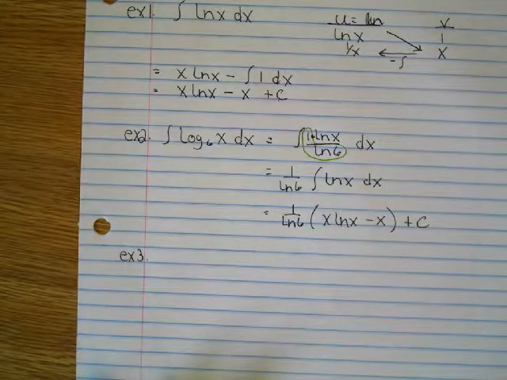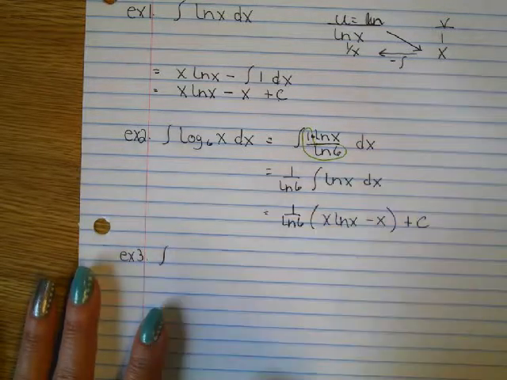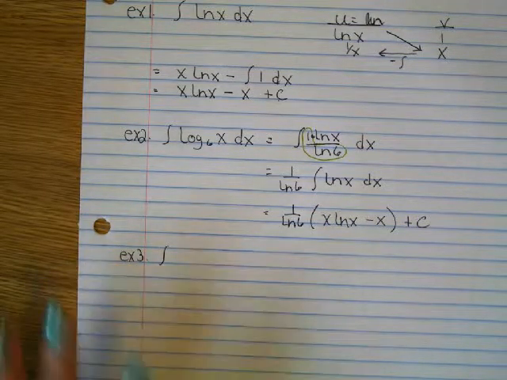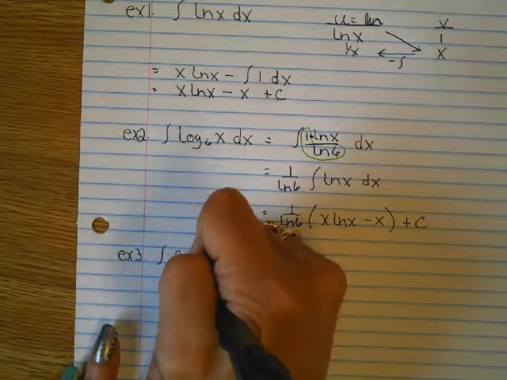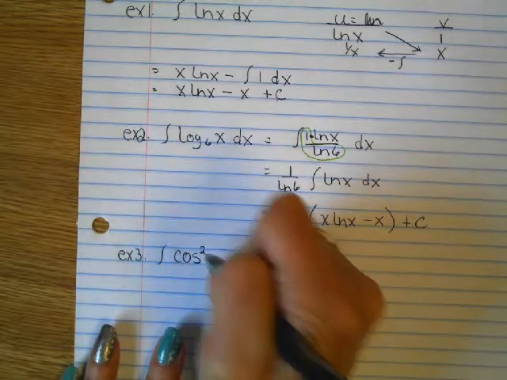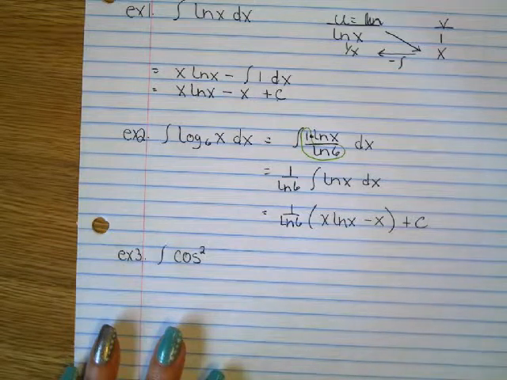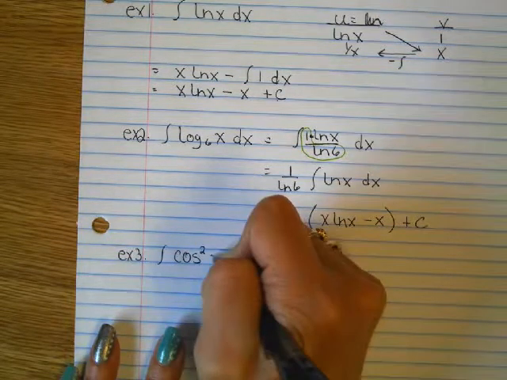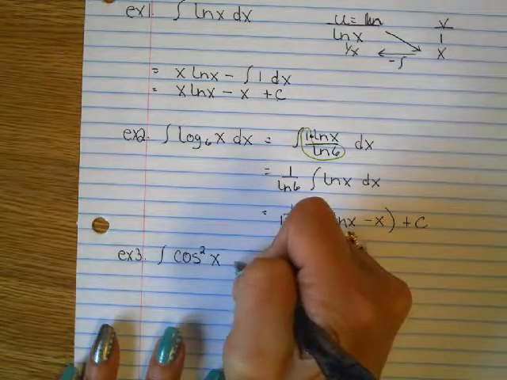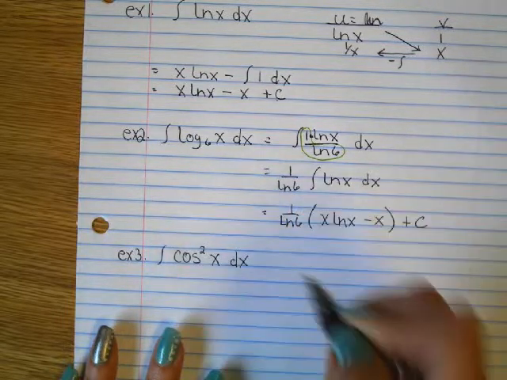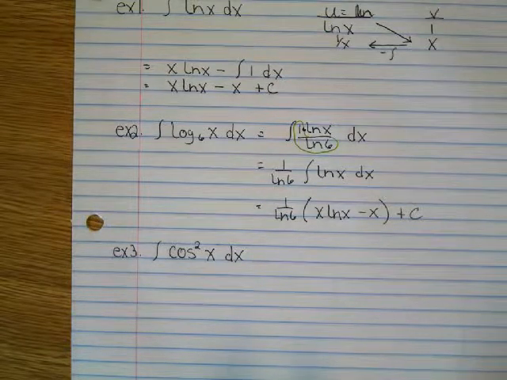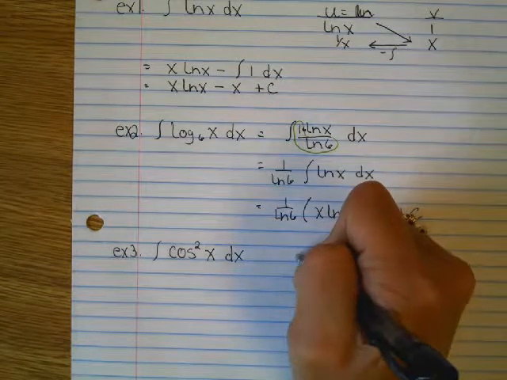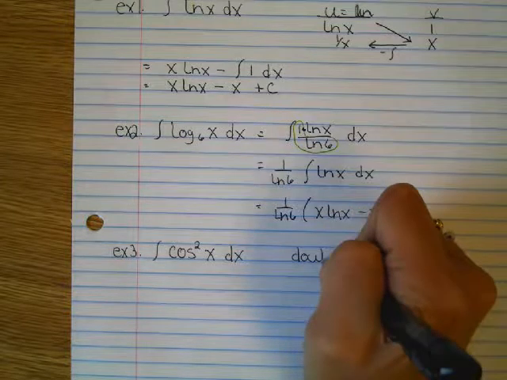Say I want to integrate cosine squared, any cosine squared. I'll just go cosine squared of x dx. So we're not going to use integration by parts here. We're going to use trig properties. And the trig properties I want you to look at are the double argument.